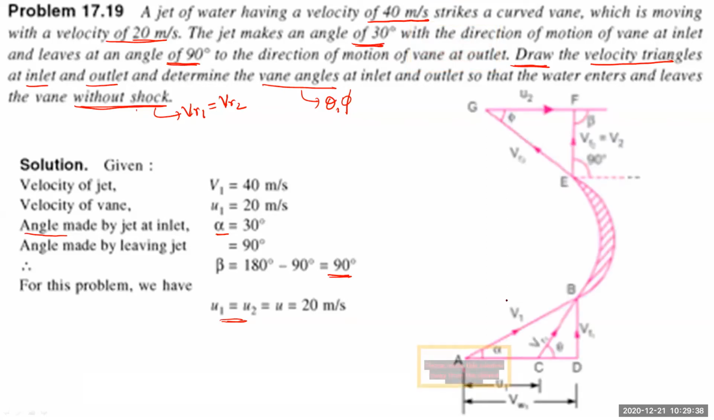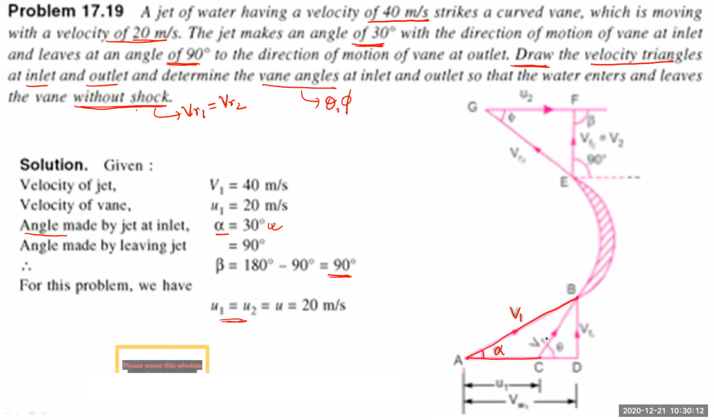You can see here, as I have told you earlier also, you have to start with your V1 on the inlet side. You have to start with this point, and the angle alpha is given as 30 degrees. So you have to draw an angle of 30 degrees starting from here up to this location. Now U1 is also given.